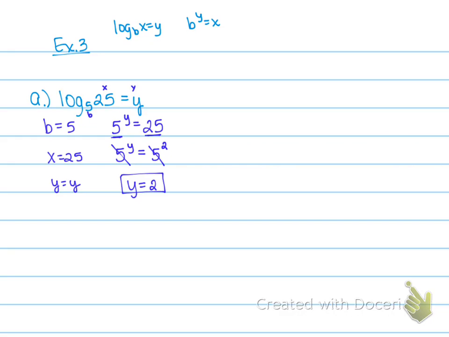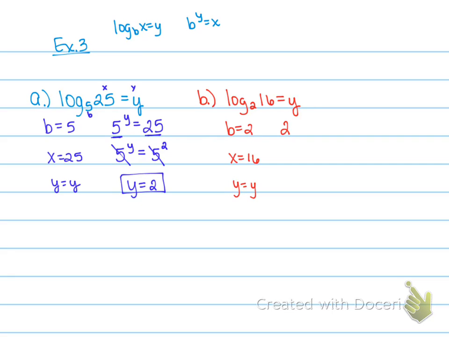And then we go on to b. b says log base 2 of 16. Well, we're solving for that, so it's in log form, so we're going to set it equal to y. And so we know our base is 2, our x is 16, and our y is y. Just knowing it's log base b of x equals y. And so we're going to change it to exponential form.